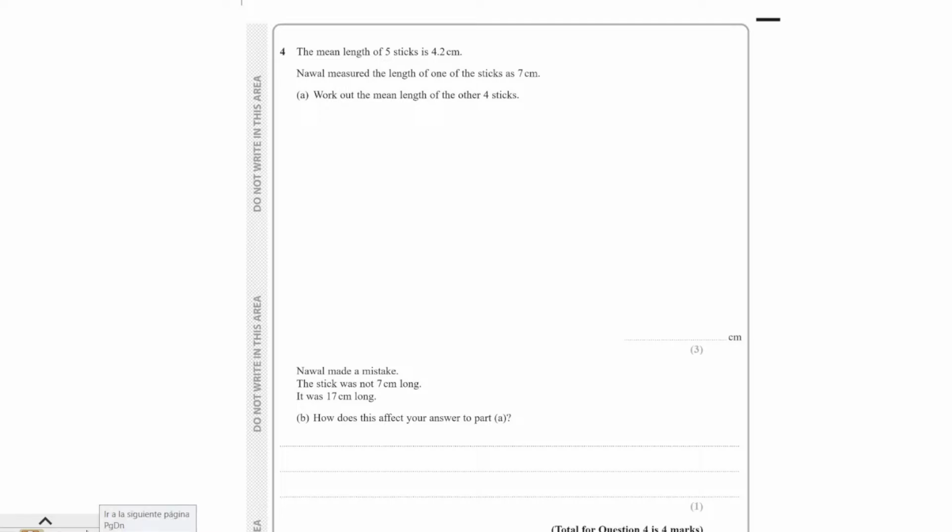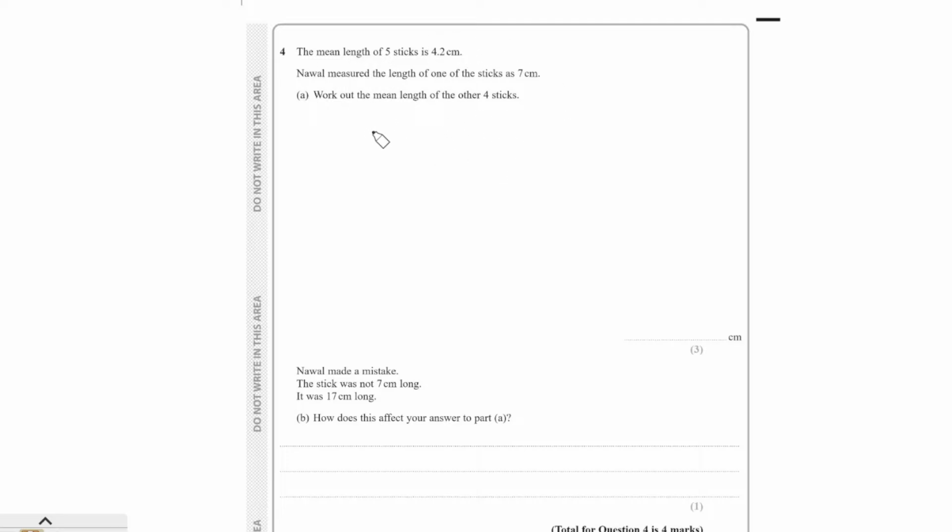Question 4. The mean length of 5 sticks is 4.2 centimeters. Noel measured the length of one of the sticks as 7 centimeters. Work out the mean length of the other 4 sticks. Okay, so this is what I would call reversing the mean, as in we want to go backwards to undo it, because they've given us the mean already as an answer. We need to go backwards to change something.